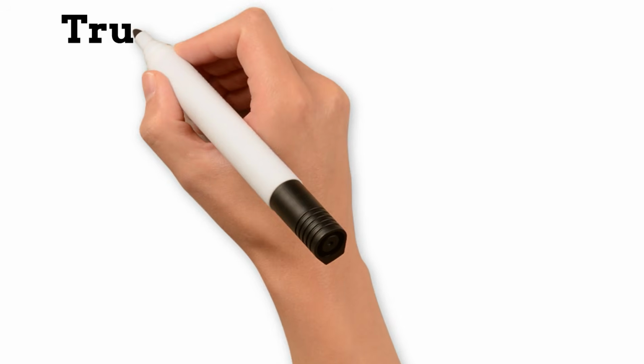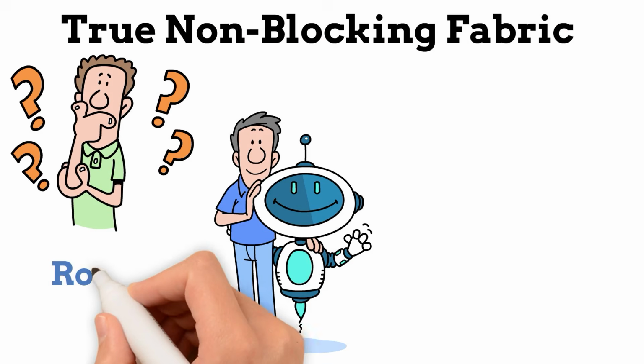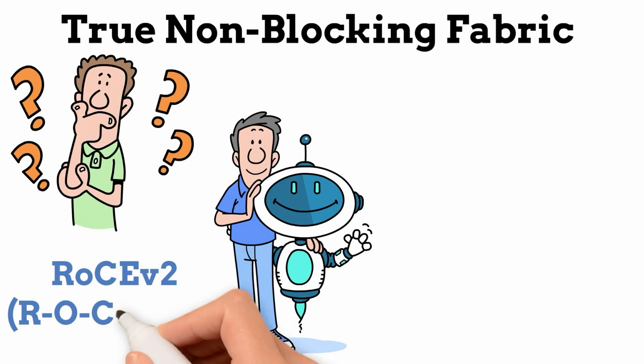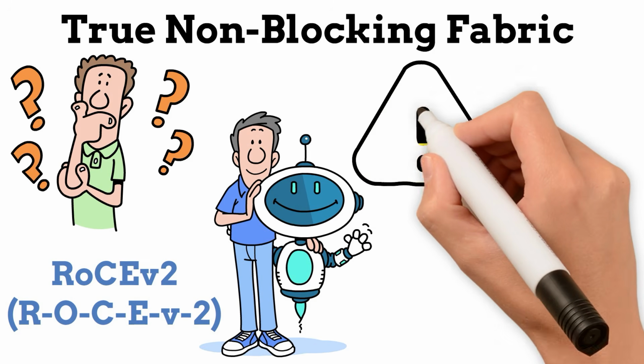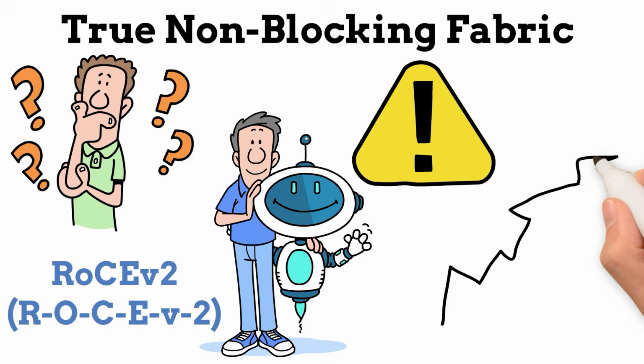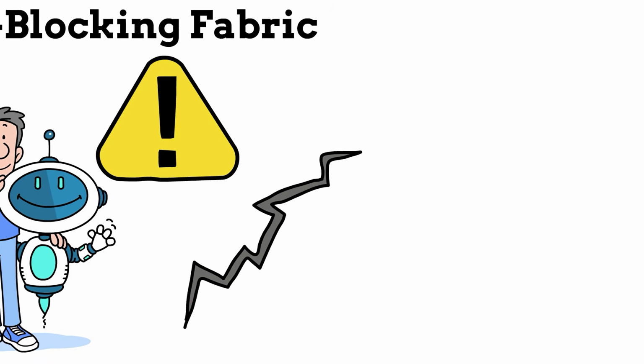This is a true non-blocking fabric, but what makes it lossless? AI workloads use a protocol called RoCEv2, that's RoCEv2, which is extremely sensitive to packet drops. Even a single dropped packet can cause delays and hurt performance. This network design uses two key technologies to prevent drops.